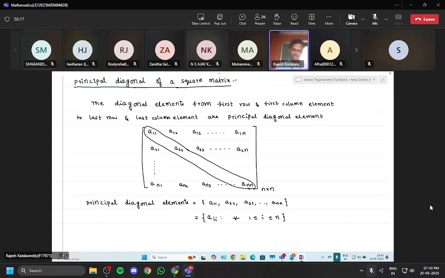So now I have a question to everybody who is attending this class. Just listen to me and answer this question. Let's say I have an n by n square matrix. What is the maximum number of non-zero elements needed to make a triangular matrix? It can be upper triangular or it can be lower triangular. What is your answer? The maximum number of non-zero elements required to form an upper triangular matrix or a lower triangular matrix of order n by n.